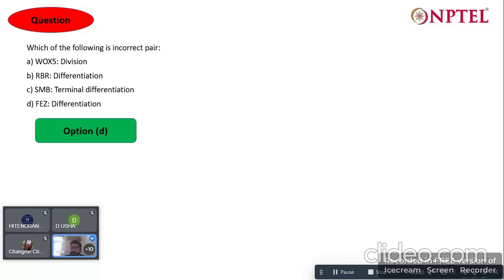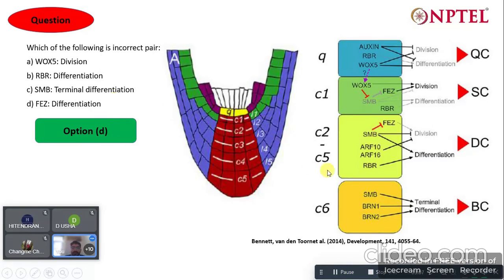So the correct answer is option D, that is FES, which is related to differentiation. In this case, this is the region of the quiescent center and below it the columella region. As we can see, in the quiescent center there is no division and differentiation. That's due to these three things: auxin, RBR, and VOX5. And in the columella initials, we will have more division as compared to differentiation. That's because of VOX5. So that's why option A is correct.